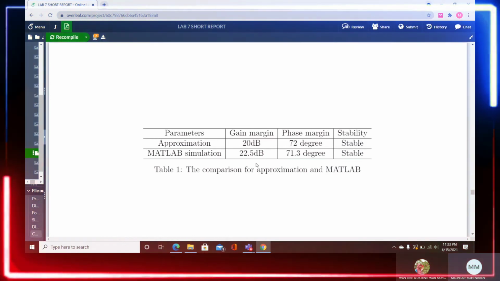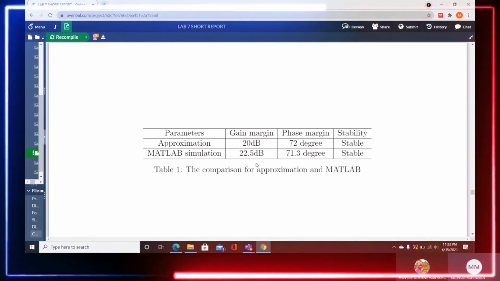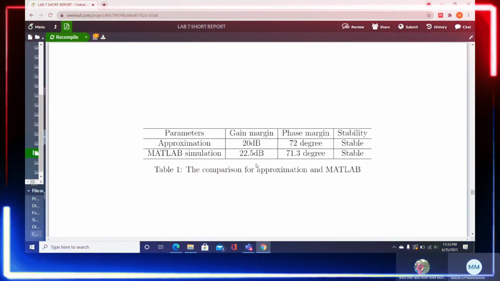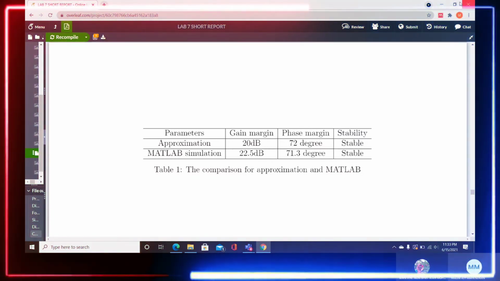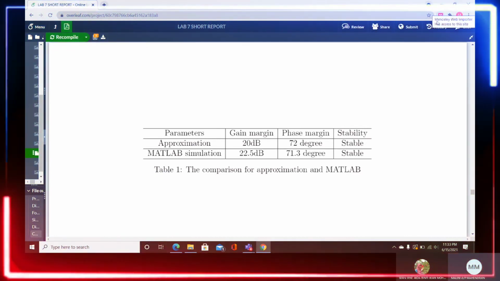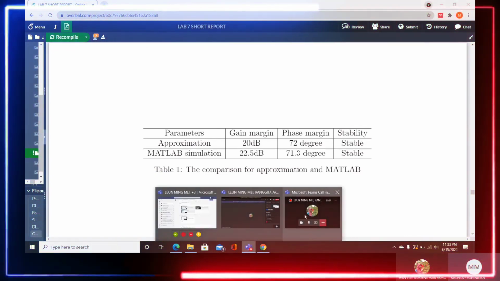So I believe that we achieved the objective of the lab successfully, although we faced some errors and difficulties at the starting part, and we managed to troubleshoot the problems. So I think that's all from me and my partner, Wan Erni Aida.